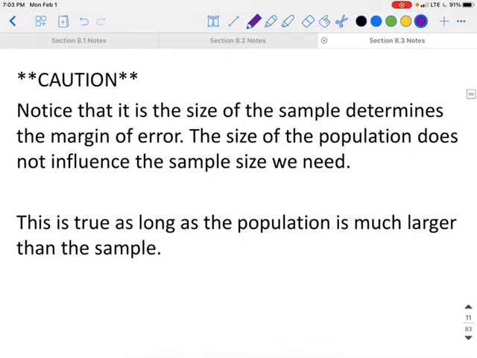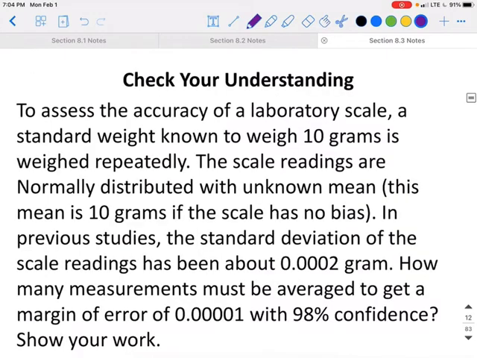Here's a caution. Notice that it is the size of the sample that determines the margin of error. The size of the population does not influence the sample size we need. This is true as long as the population is much larger than your sample.